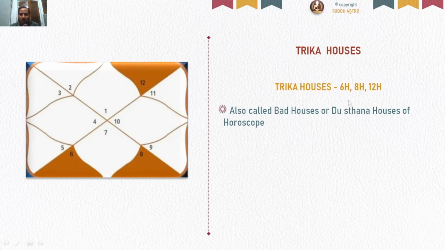These houses are also known as Dusthana, right? Because they provide you suffering or sorrow, they bring you misery. That's why they are known as Dusthana houses. This is the most important point because when we go to prediction, I will tell you how these houses are used to define the pending karma or sufferings in the person's life.